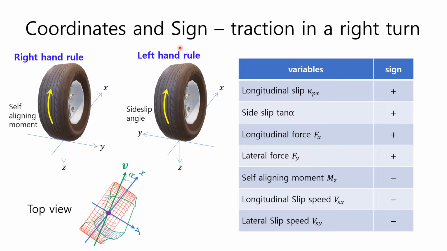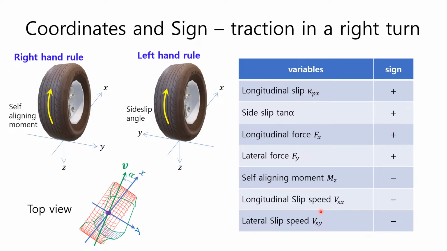Let's look at the coordinates and the sign convention on traction in a right turn. Longitudinal slip kappa px has plus sign for traction. Side slip tangent alpha has plus sign because the steering angle has minus sign for a right turn depending on left-hand rule. Longitudinal force Fx has plus sign for traction. Lateral force Fy has plus sign for a right turn. Depending on right-hand rule, self-aligning moment Mz has minus sign, which is the opposite to that of side slip tangent alpha.